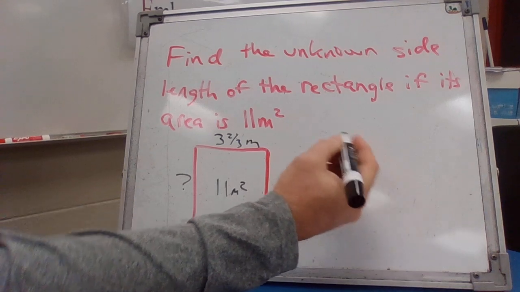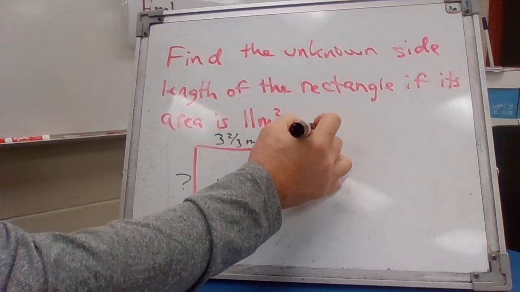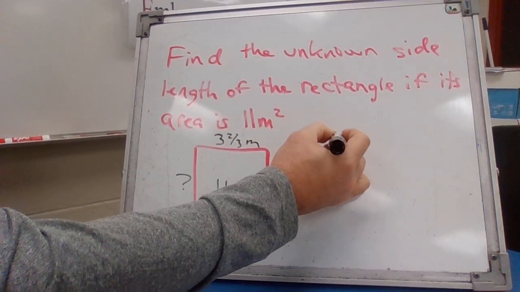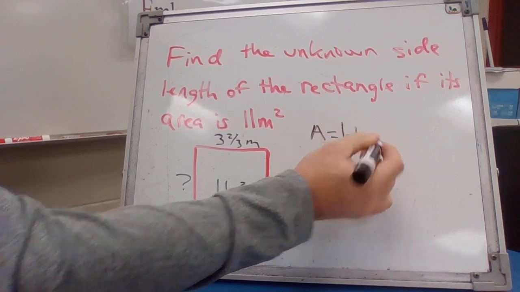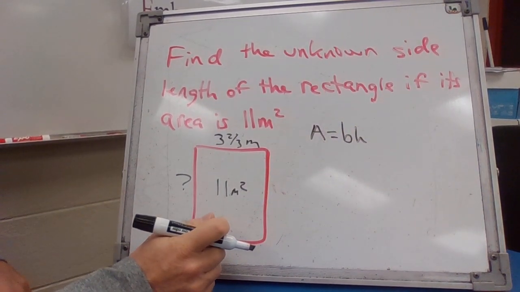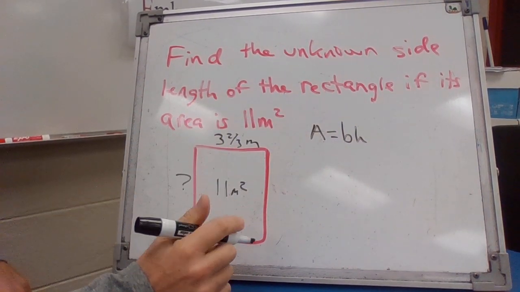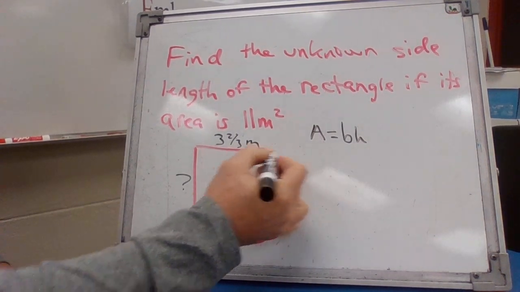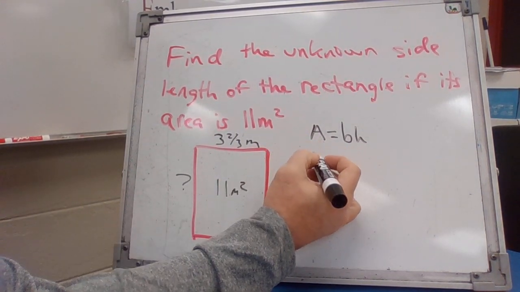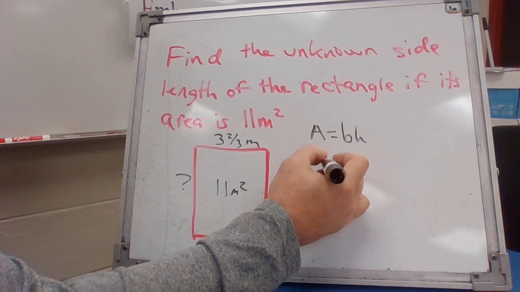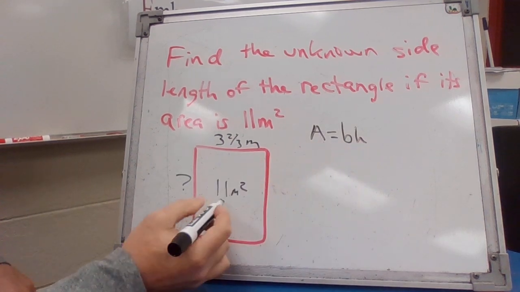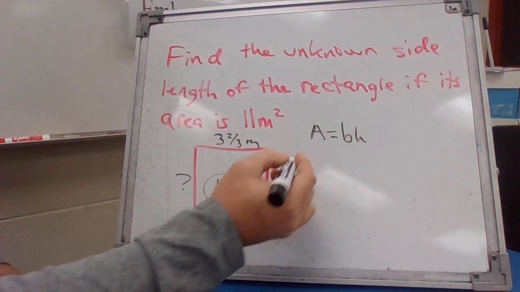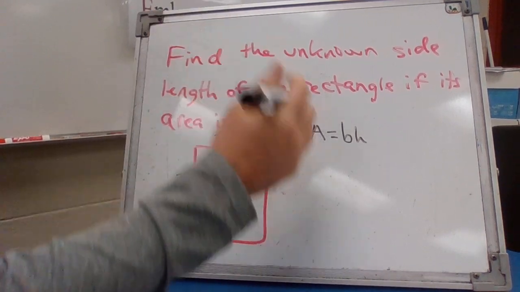All right, so we know our formula for the area of a rectangle by your ACAP reference sheet and your math folder that you've been using all year long. A equals base times height, or length times width. It's all the same. Okay, so we've got our dimensions. We understand the area is 11 meters squared from the shape and from the given.